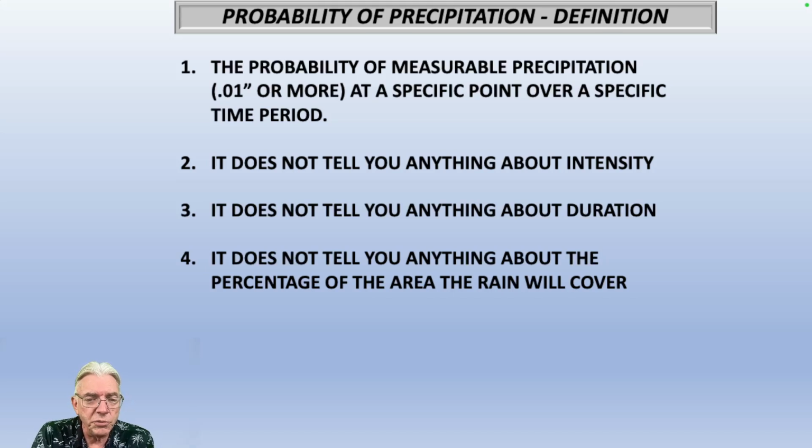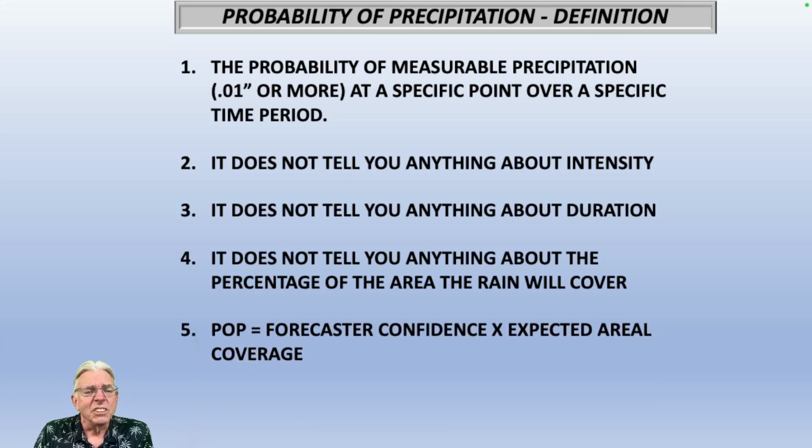Now, this can get a little confusing because the aerial coverage is part of how the probability is computed, but it's not all, okay? And I'll get into that in just a second. So the actual formula, or the equation, if you will, for the probability of precipitation is the forecaster confidence level times the expected aerial coverage. So the aerial coverage is part of the formula, but it's not all. And if the forecaster confidence level is low, then the aerial coverage could end up being much less than somebody potentially could interpret that probability.